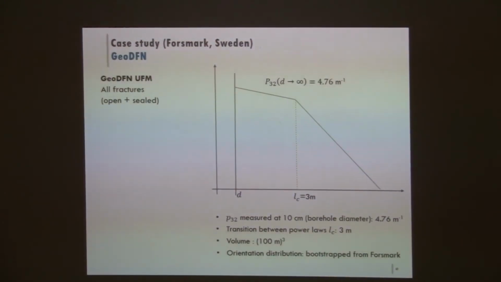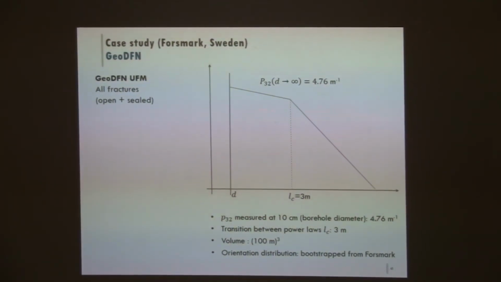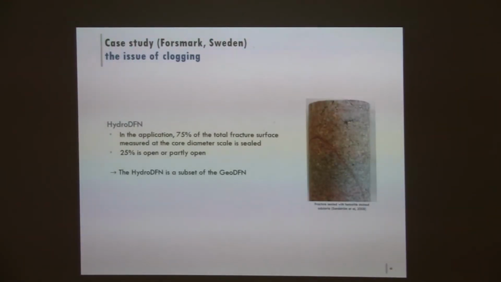Okay, so for the application, Forsmark in Sweden, we have this size distribution model. But we have a problem. One problem is that 80% or 75% of the total surface of fracture is clogged. So they are non-contributing. So this gives a complication in assessing the scaling properties.